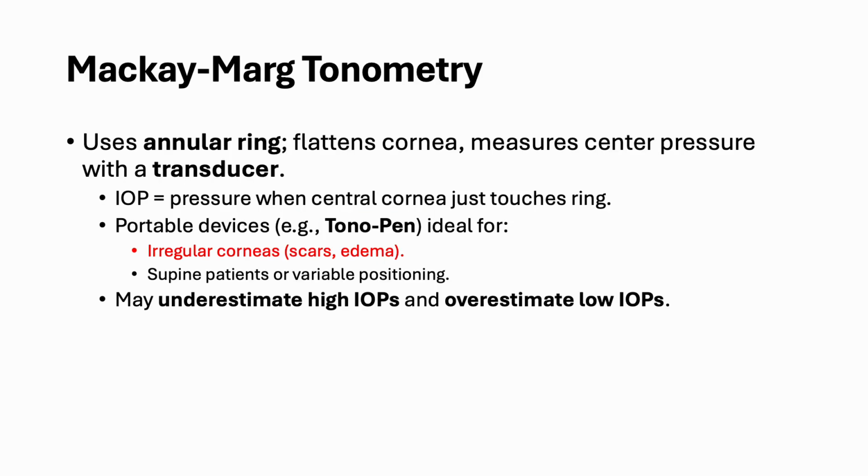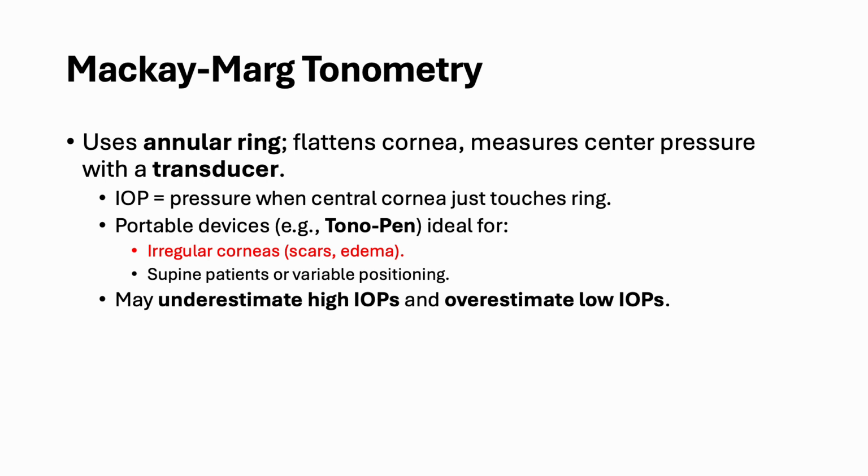Now that we've reviewed how central corneal thickness affects Goldmann tonometry, let's talk about an alternative method, McKay-Marg tonometry. This technique uses an annular ring to flatten the cornea and measures the center pressure with a transducer. The IOP is recorded at the exact moment the central cornea just touches the ring, so it's all about that initial point of contact. McKay-Marg devices, like the TonoPen, are particularly useful in settings where traditional tonometry isn't ideal. These are great for patients with irregular corneas, such as those with scars or edema, or for supine patients where positioning can be challenging.